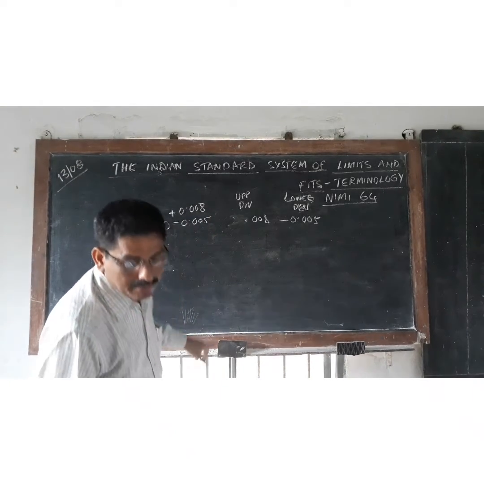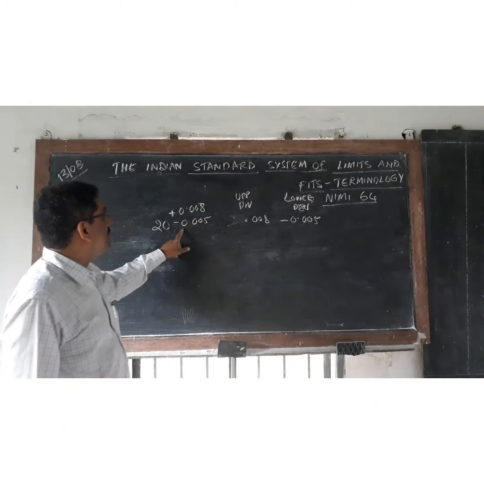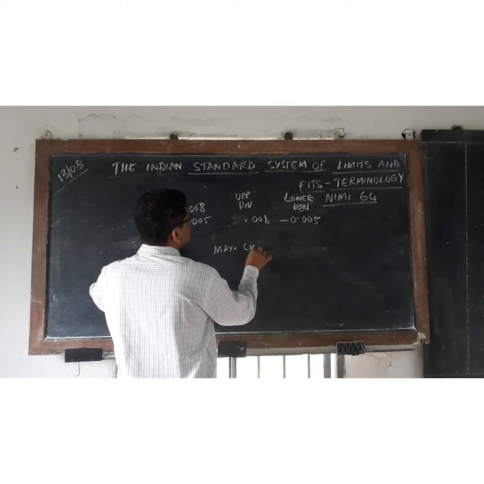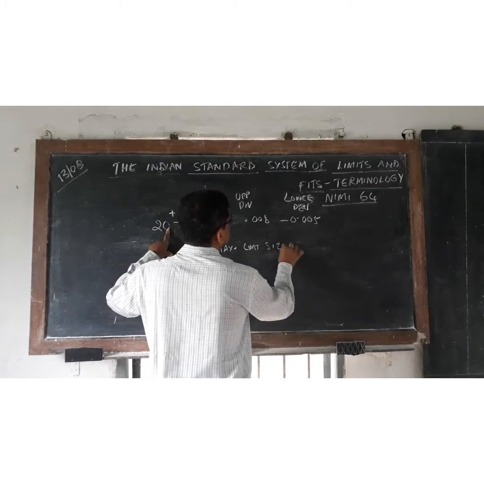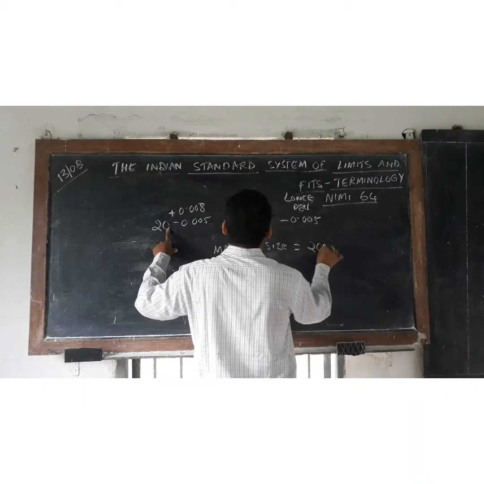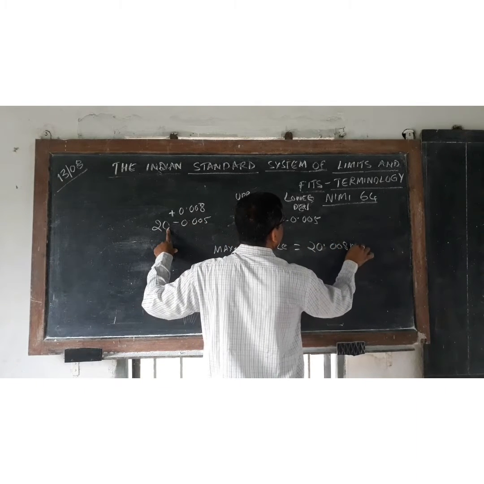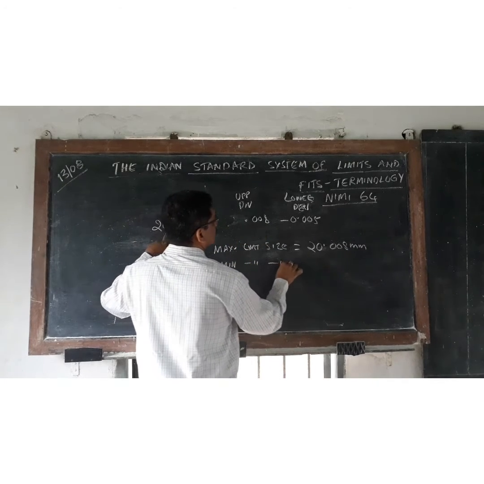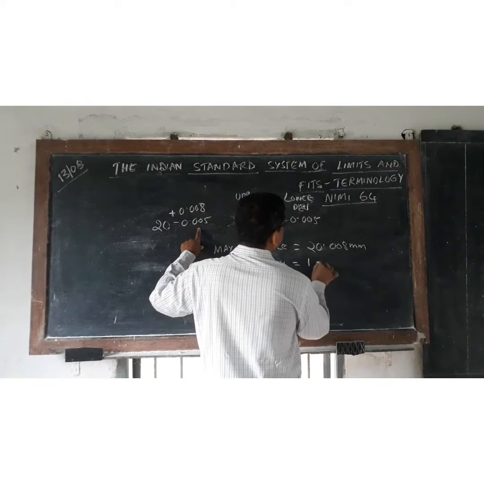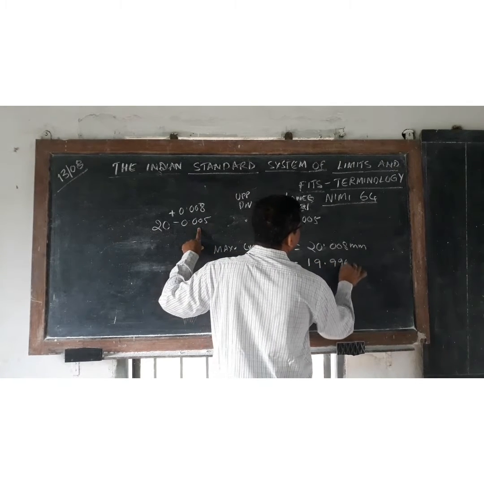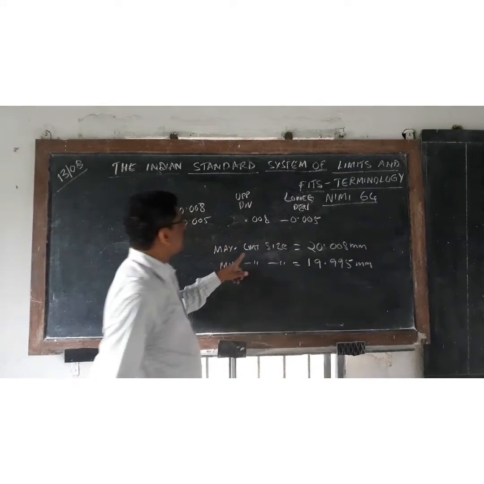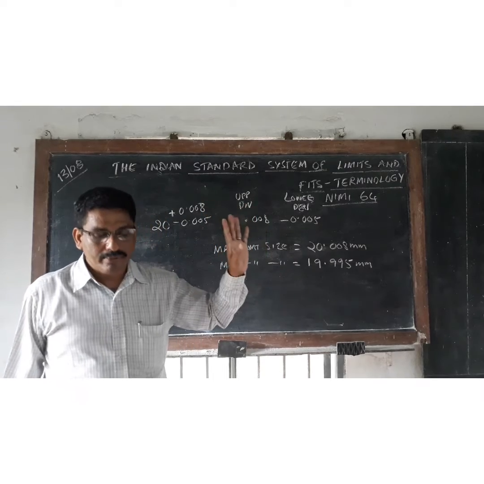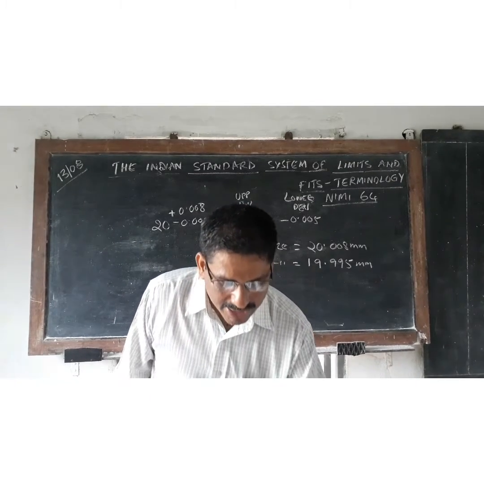So maximum limit of size now. Okay, maximum limit of size is equal to 20.008 mm. Minimum limit of size is equal to 19.995 mm. Got it? So it is the maximum limit of size and it is the minimum limit of size, 19.995 mm. So that is what is given in the chart.